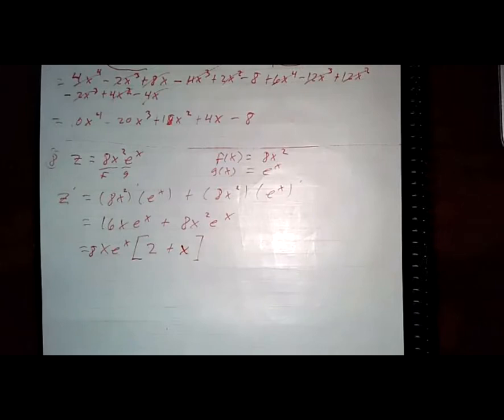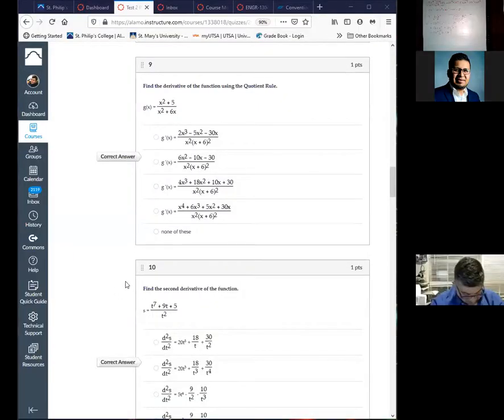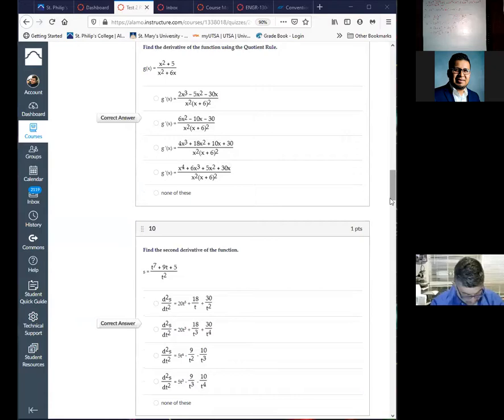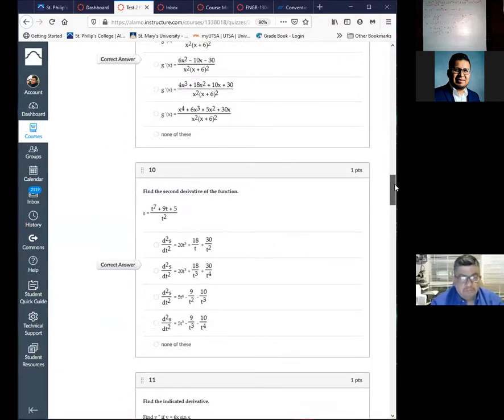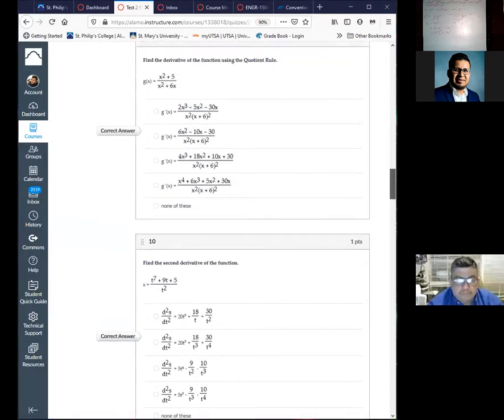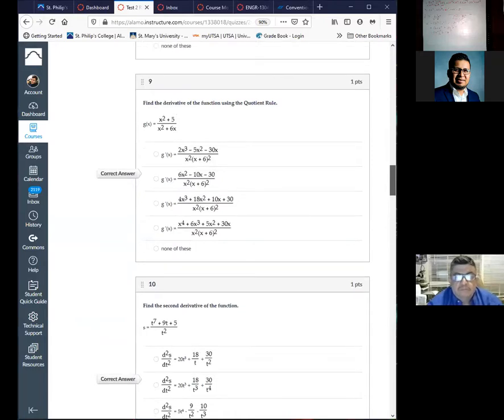Let's see here. All right, so 9, 10 are quotient rules. Let's see here. Yeah. So we'll have to do quotient and add fractions.